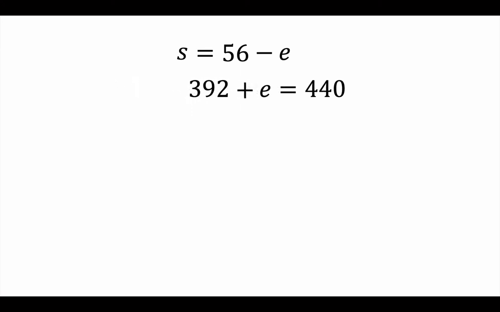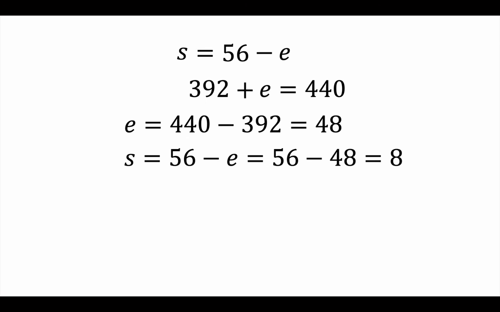We have 392 plus E is 440. Easily solve for E by subtracting 392, and we find out that there are 48 images that appear 8 times a piece. And S is 56 minus E, which is 8. So there are 8 images that appear 7 times a piece. Nice.